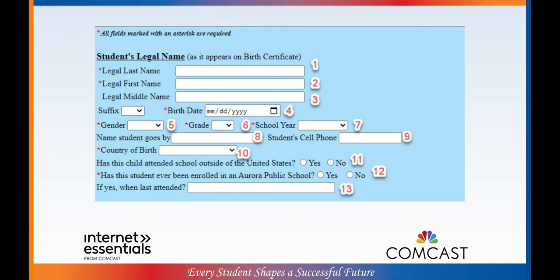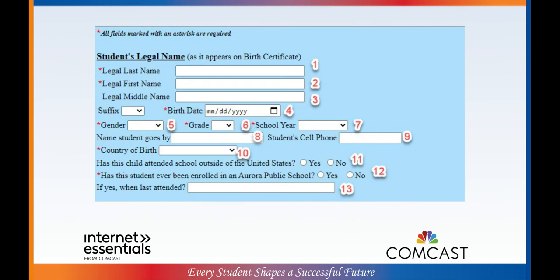Box 8 is the name that the student goes by. This is not a required field. This is only if the student goes by a different name than their legal first name. Box 9 is the student's cell phone number. Again, this is not a required field. Box 10 is the country of birth. Box 11 asks if the student has ever attended school outside of the United States. Choose yes or no.